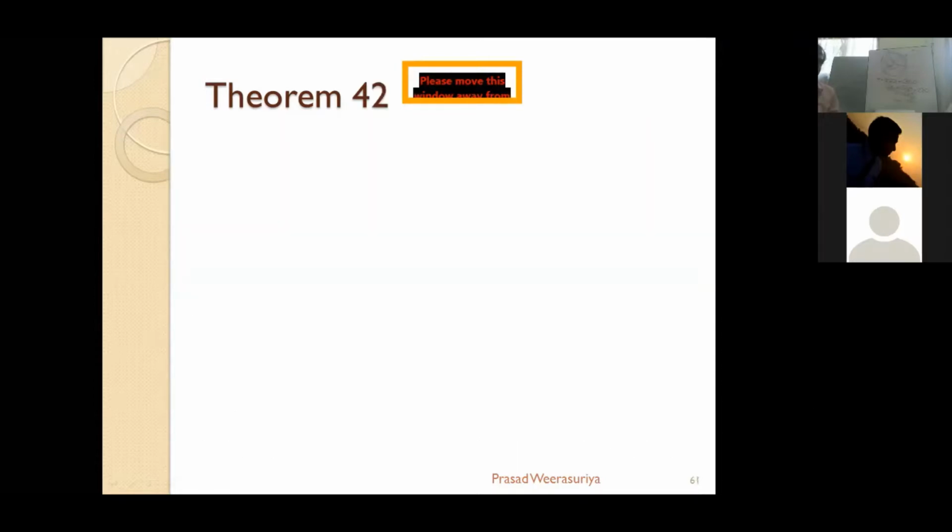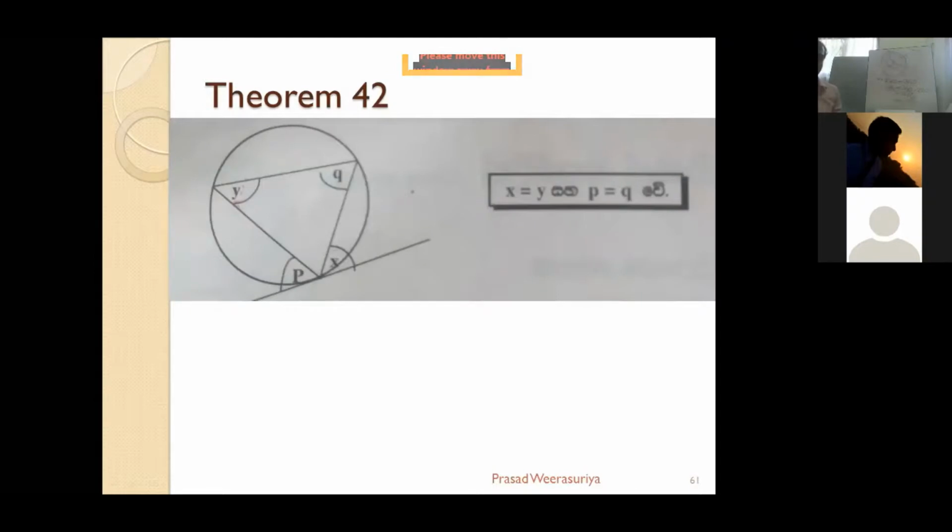Then shall we move to theorem number 42. This is the last theorem in geometry we learn. We study here a circle, a tangent, and a chord. If you consider this chord, the angle between the chord and the tangent here, x, is equal to the alternate segment angle y. This y is in the alternate segment. This part is called the alternate segment of this x angle. So x is equal to y.